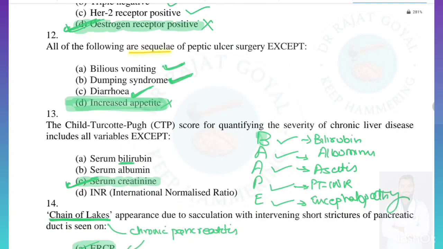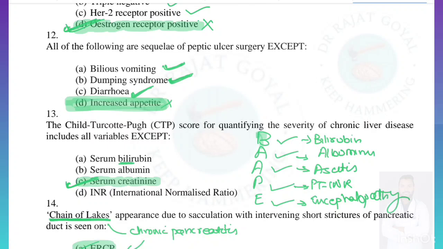All the following are sequelae of the peptic ulcer surgery except. So after the peptic ulcer surgery, following complications can be there, such as the bilious vomiting, this is true. Dumping syndrome can be there, and diarrhea may occur. But increased appetite is generally not seen, because generally after any surgery, or specifically the peptic ulcer surgery, appetite generally decreases. So here answer will be increased appetite is not seen in the peptic ulcer surgery complications.